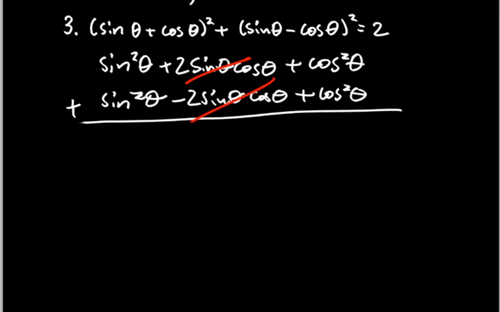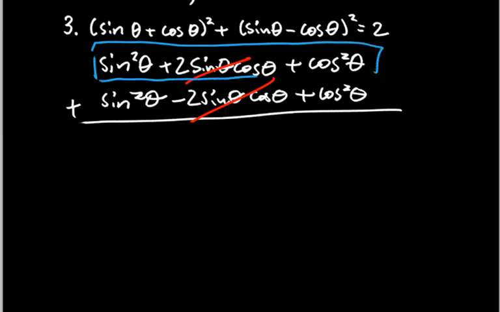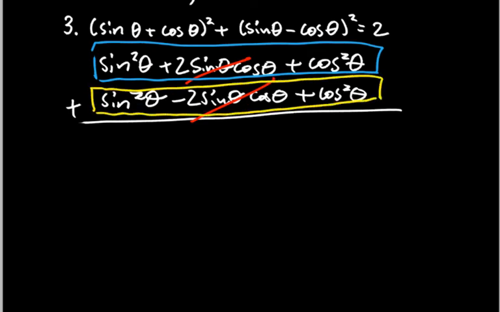So those can subtract out. And I notice that we have that, which is just sine squared plus cosine squared, right? Here we also have a sine squared plus cosine squared. So this equals 1. This equals 1. And they're being added, correct? So 1 plus 1 equals 2. And that's exactly what we want.